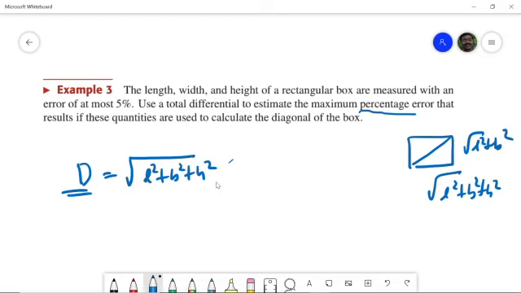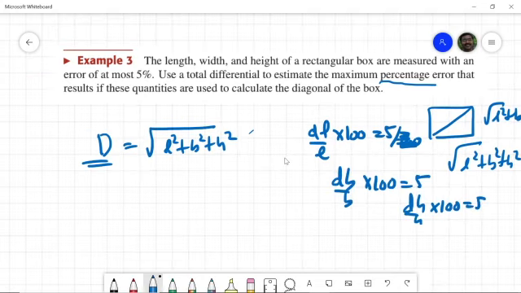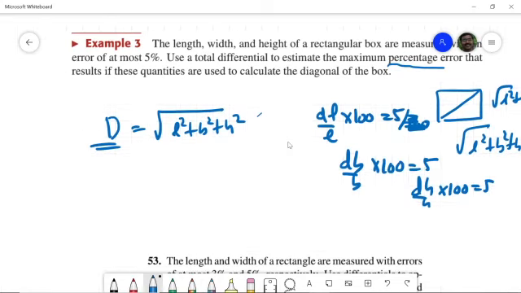Okay, so what we will do is give the maximum possible error. The maximum error in D would come when there is a maximum error in the computation of L, B and H. So we will give the maximum possible errors to L, B and H. So what is the maximum percentage error of L? It is dl by L into 100, which is given as 5, so basically dl by L is just 5%. Similarly, dB by B into 100 is given as 5, and similarly, dH by H into 100 is given as 5. So using that result, we will try to find the maximum percentage error in D. That is, we will try to find dD by D into 100. So let us try to do that.